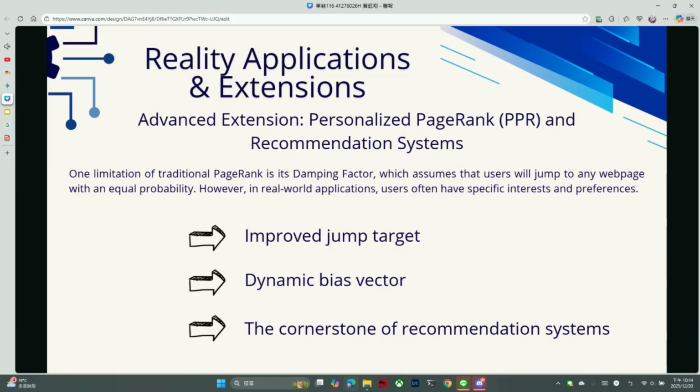Personalized PageRank, PPR. Finally, let's talk about a modern extension, Personalized PageRank. The traditional PageRank assumes a random surfer jumps to any page with an equal probability, the damping factor. But in reality, users have specific interests. PPR improves this by changing the jump start. We create a dynamic bias vector that focuses on what the user likes. This modification is the cornerstone of the recommendation systems you see on Netflix, YouTube, and social media today. Thank you.